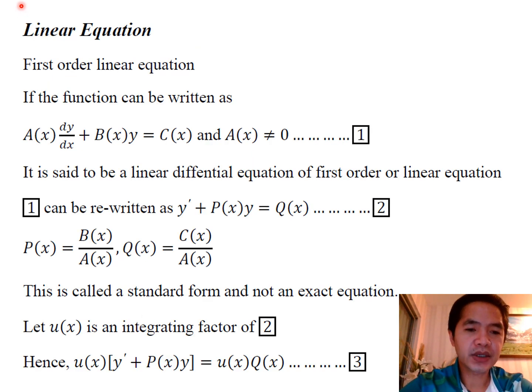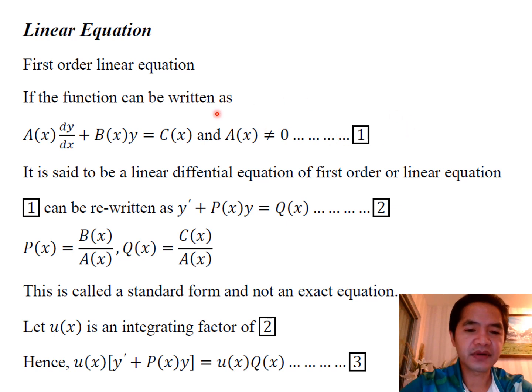Okay, now let's take a look at the second method, which is the linear equation. This method we can also use to solve first order ODEs. When we have a first order ODE, it can be of any form, like this example: a(x), a function of x only, times dy over dx, plus b(x), a function of x only, times y, equals c(x), a function of x only. And in this case, a(x) is not equal to 0.